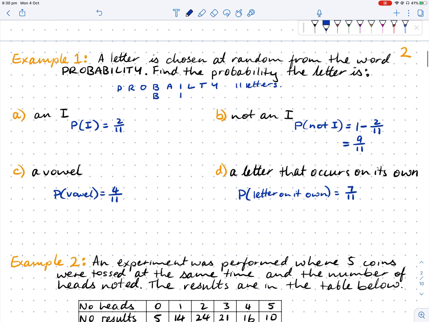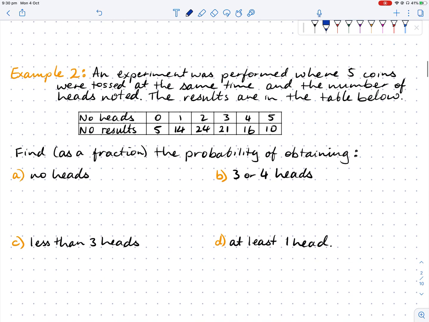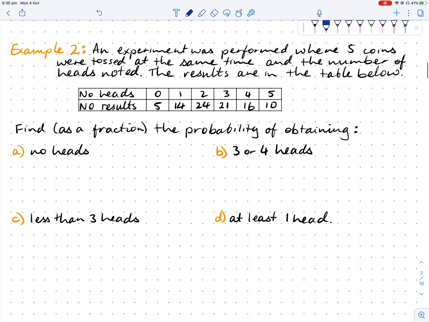Hopefully that wasn't too hard. Hopefully it was a bit of review. With the next section, we're looking at an experiment. So an experiment was performed where 5 coins were tossed at the same time and the number of heads were noted. The results are in the table below.